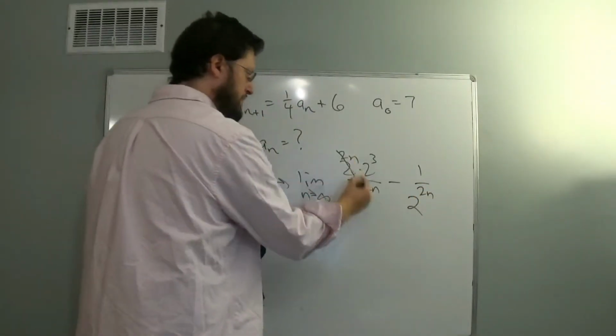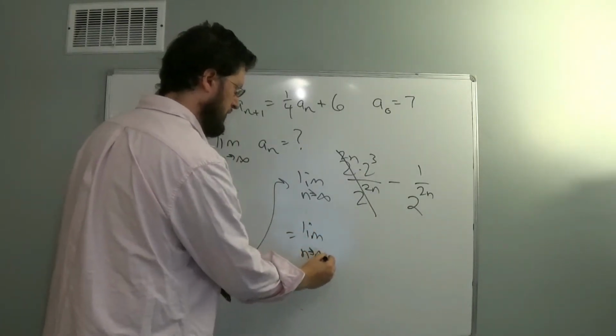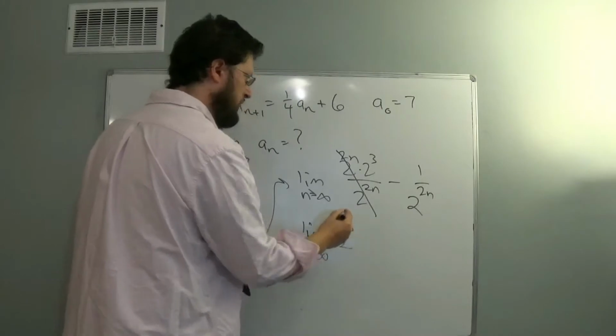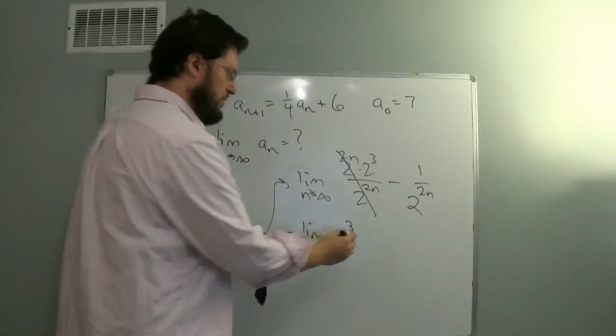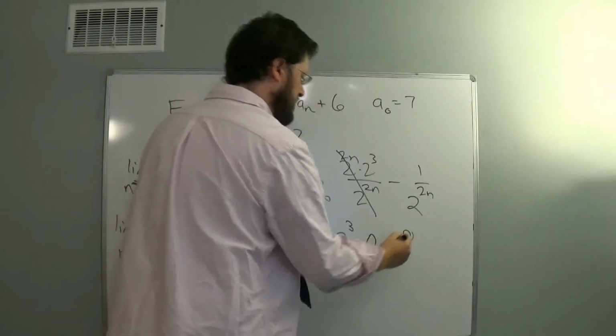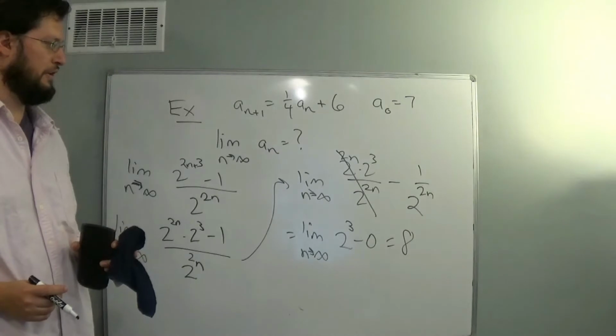These cancel, and I'm left with limit as n goes to infinity of 2 cubed. What happens when n goes to infinity here? This goes to 0, minus 0. And so in the end I'm going to get 8 as my final limit.